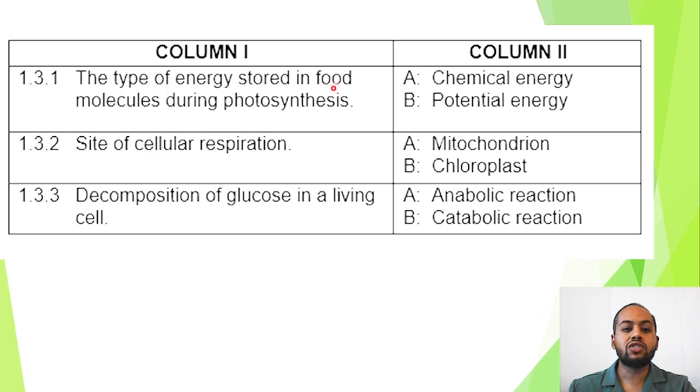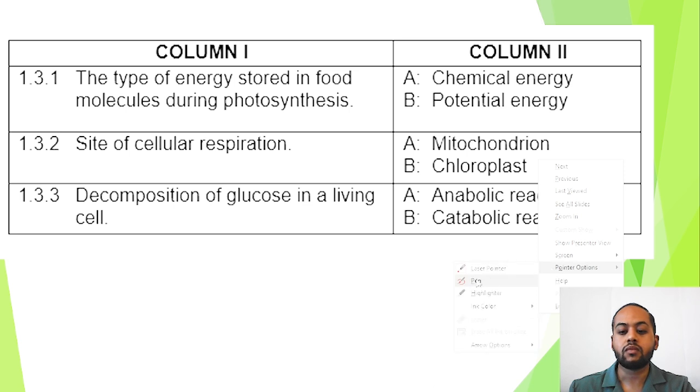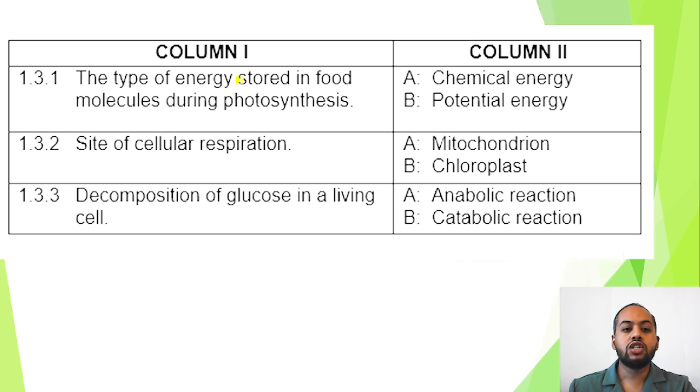The type of energy stored in food molecules during photosynthesis. So stored in food molecules. Chemical energy or potential energy. Please be careful here. Chemical energy is used in the process of photosynthesis. Potential energy is a type of energy that is stored in food molecules. Therefore, B only is the correct answer.